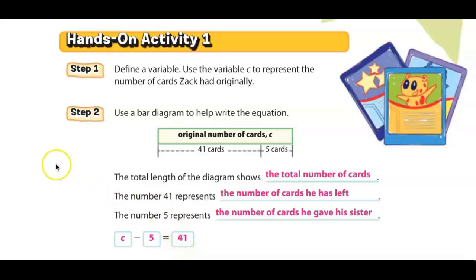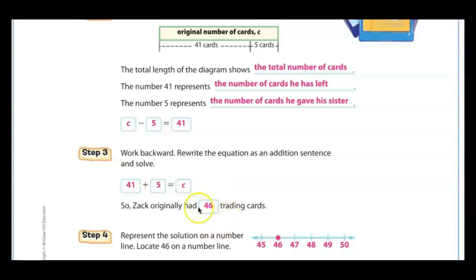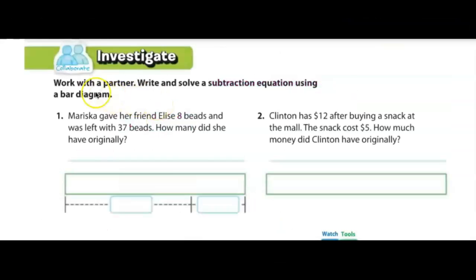So here's the question I want you to answer. How many cards did he start off with? Go ahead and solve that for me. Okay, the answer to that is Zach originally had 46 cards, and the way they chose to do it was to work backwards. They rewrote the equation as an addition sentence. So up here, we had C minus 5 equals 41, but the same picture shows that 41 plus 5 is equal to C. The answer is 46, and it says represented on a number line, and it can only be this one point, which is 46. Okay, so we're going to practice that a couple times here.